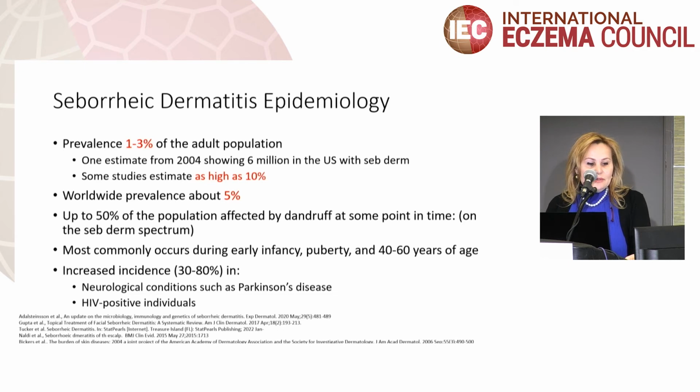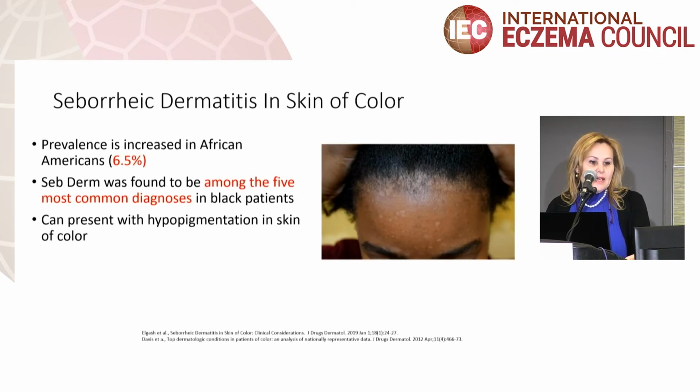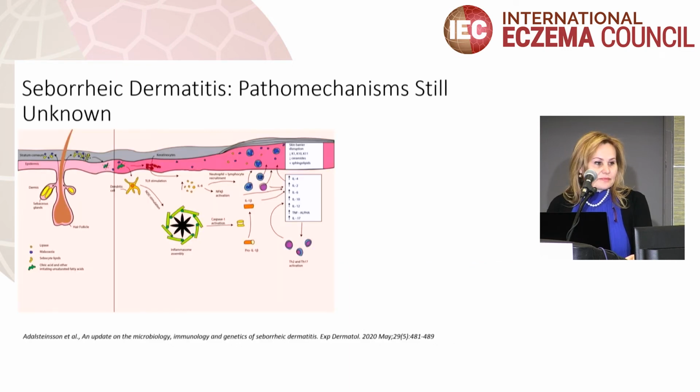It most commonly occurs during very early infancy, and then it goes away, but then puberty and the 40s, 60s. There is an increased incidence in patients with neurological diseases and HIV-positive patients. Also important to note that it's highly increased in prevalence in African Americans, and apparently it's among the 5 most common diagnoses in Black patients. It can also present in Black patients with hypopigmentation, so important to remember that.